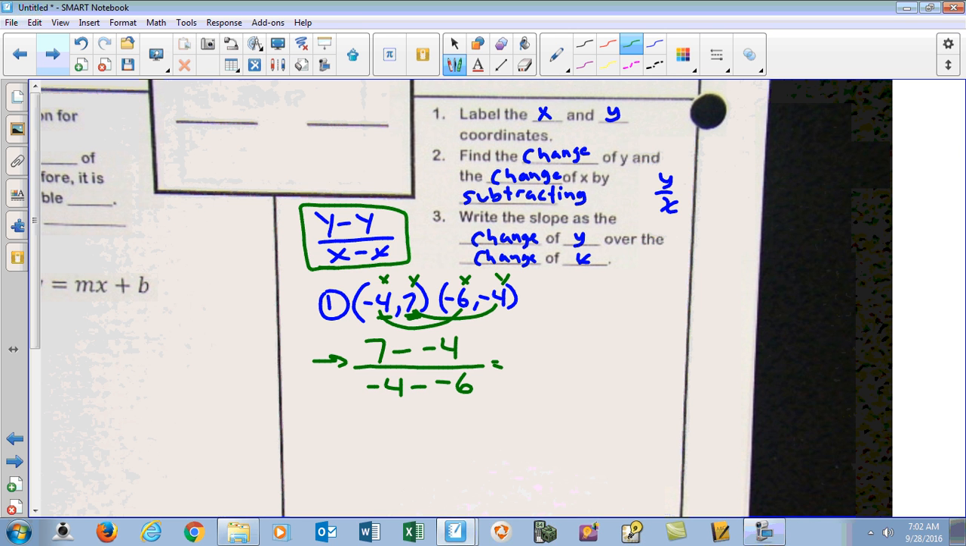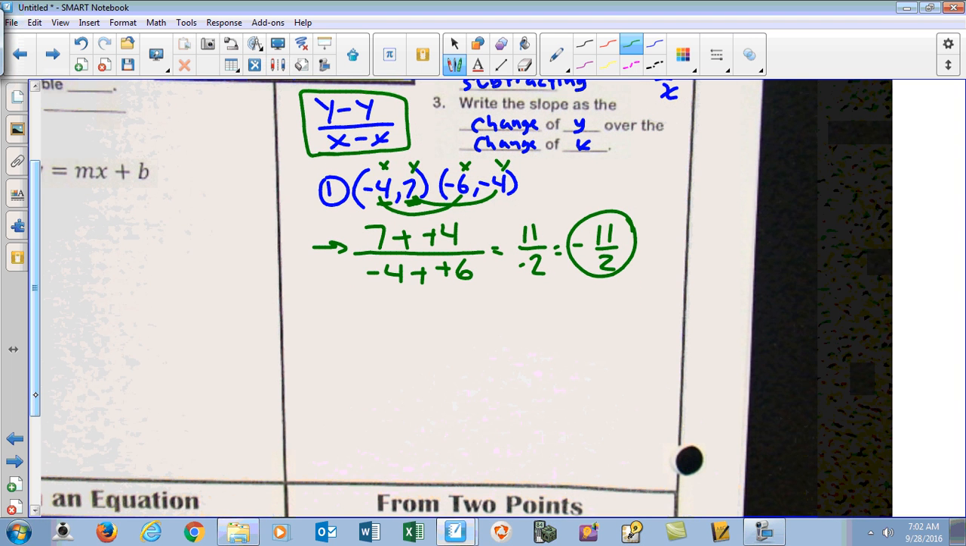So now I can go ahead and combine these. Well, when I have a double negative, this becomes positive, right? Both of them are positive. So 7 plus 4 is 11, and -4 plus 6 is 2. So my slope for this line is 11/2.